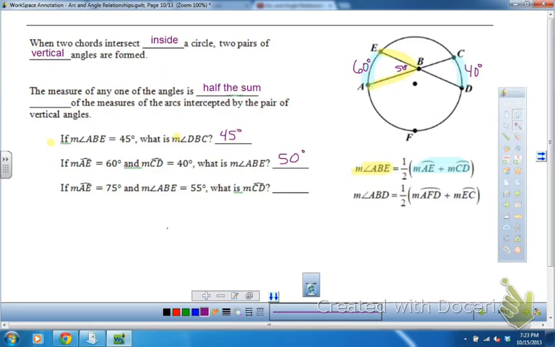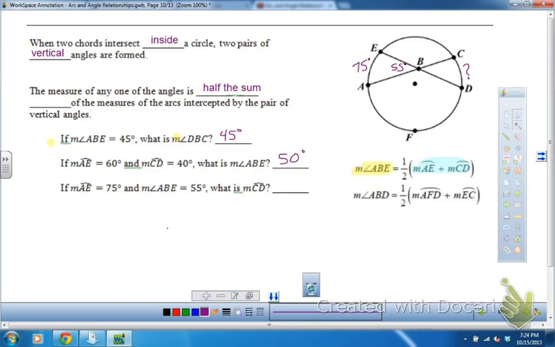Well, it gets a little trickier down here because you are given the angle. On the third one here, you are given the angle and you are given one arc. So let's go up here and label them. I've erased what I had, so maybe you want to draw another circle to demonstrate the third example. But I'm going to write for the measure of arc AE, I'm going to put a 75 right there. And the measure of angle ABE is 55. And we need to know what the measure of arc CD is.